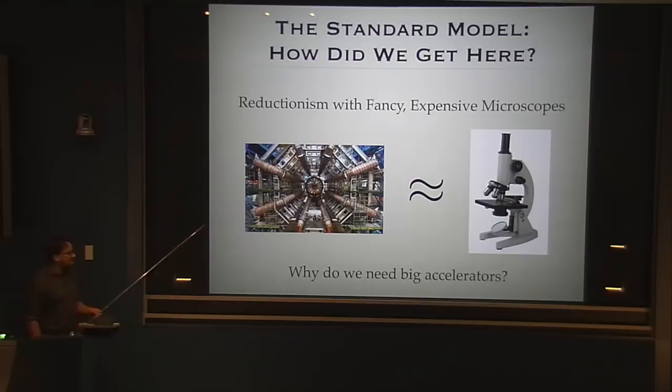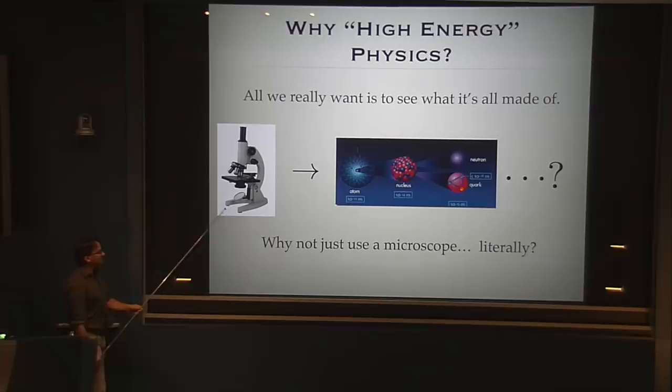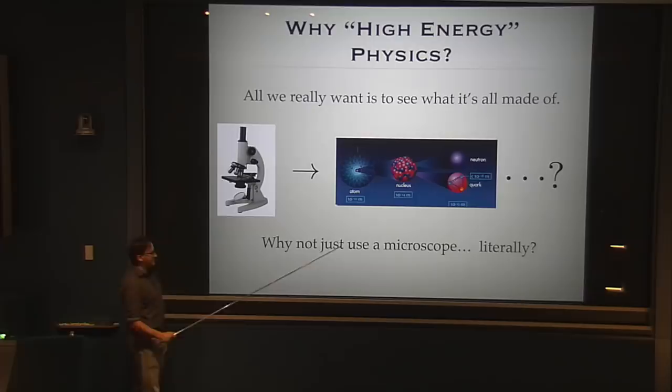So the question then is, why do we need these big accelerators? All we really want to do is look at very, very small things under a microscope and take them apart. So atoms have a characteristic size of a tenth of a billionth of a meter. Atomic nuclei are 10,000 times smaller than that.